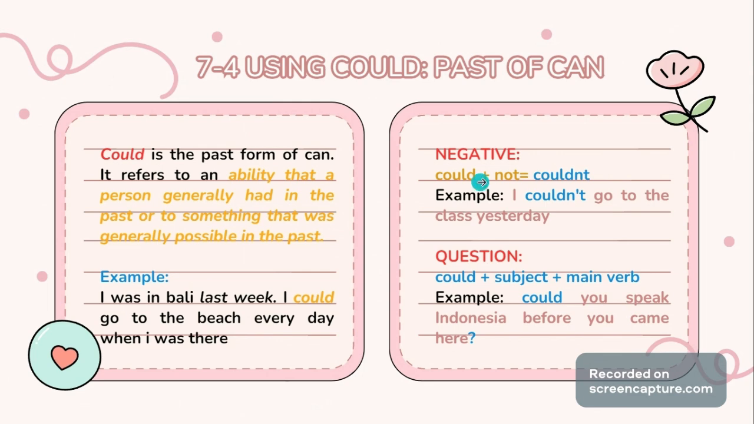And for the negative, the form is could not, which is couldn't. Example: I couldn't go to the class yesterday. Couldn't with yesterday means that it is past. And for questions, we have the form could, subject, and main verb. So, could you speak Indonesian before you came here?